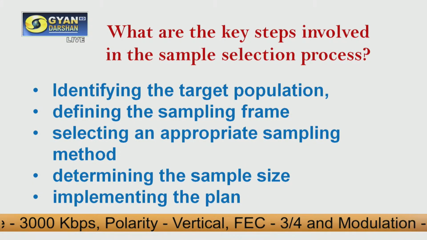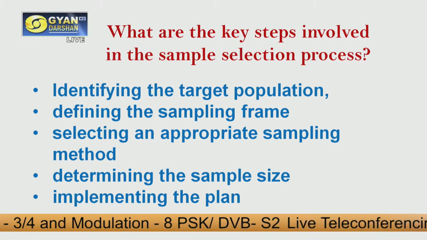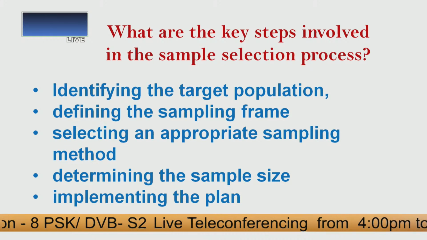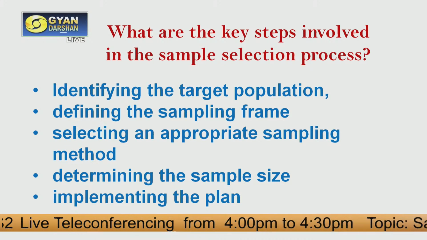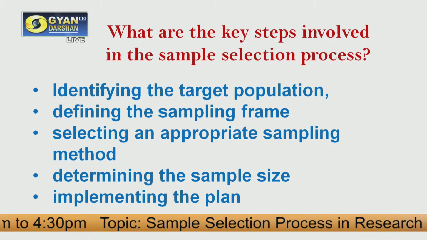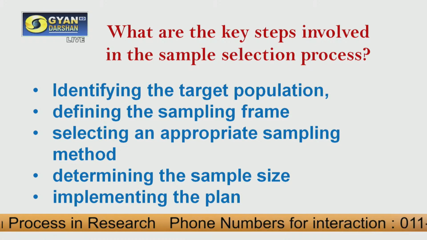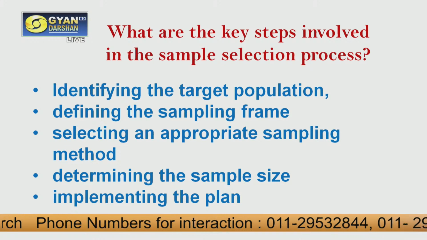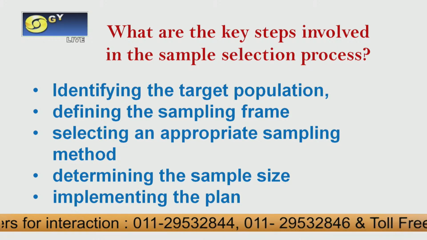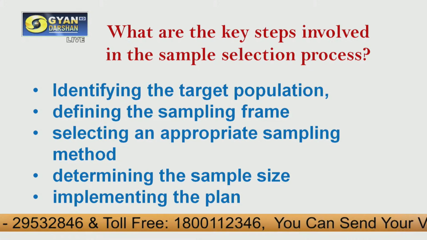What are the key steps involved in the sample selection process? First of all, a researcher has to identify the research problem or objective of the research. When a researcher identifies the research problem or objective, that itself makes it clear what kind of sample the researcher wants to target. The sample may be a population, the sample may be an element, the sample may be any object.